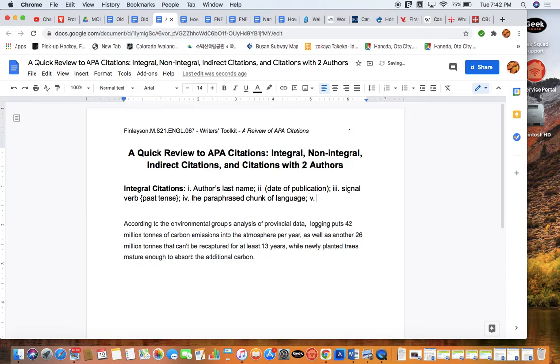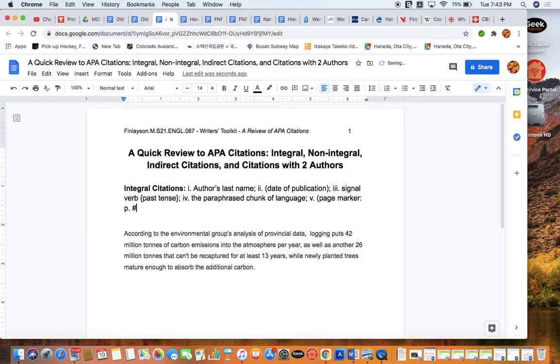And then finally, the last piece of information we need for an integral citation is going to be the page marker. And again, the page marker will be inside of brackets. And it actually looks like this. It's P dot and then the page number, then you close the brackets and then put a period. So let's build one.